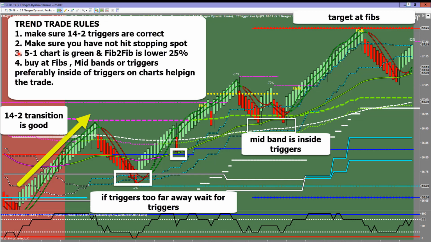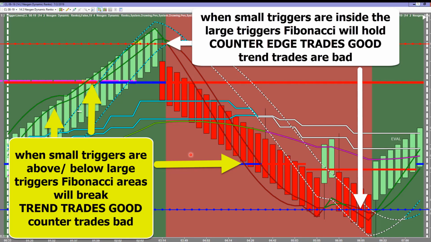Buy a pullback to your triggers, mid bands and fibs, mid bands and triggers. Get out when you reach the next Fibonacci resistance. You're going to see the same trade over and over and over. So let's take this a little further.